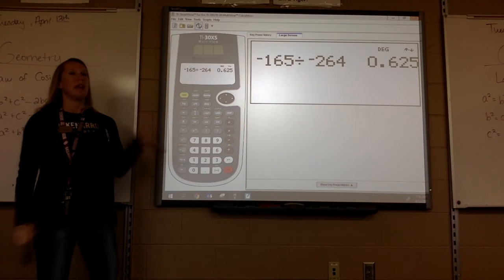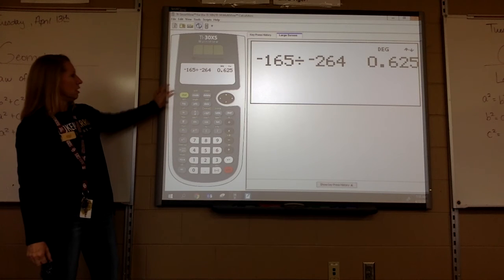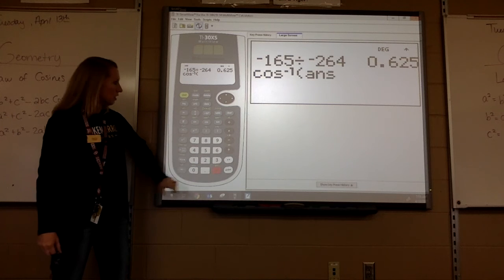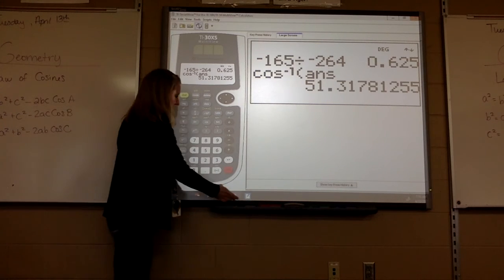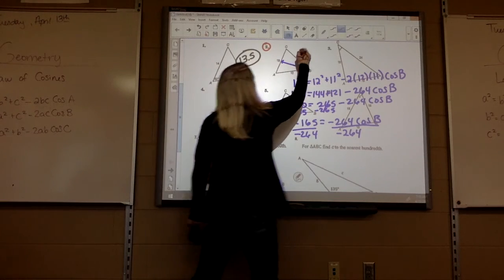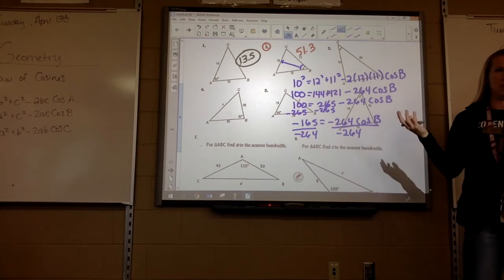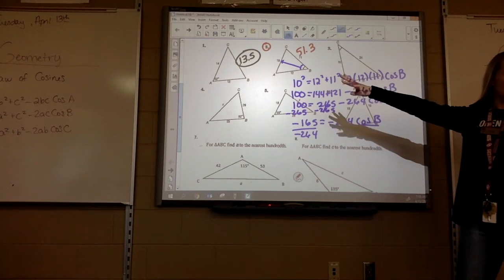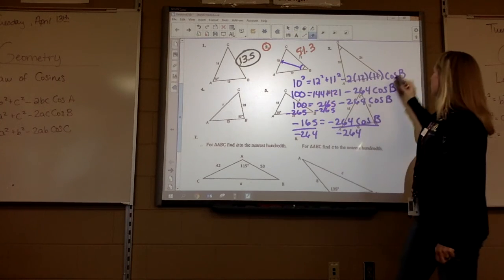Okay, so now I need to find the angle. So what button do we push? Second cos, second answer. 51.3, that's our angle. So you have 2 more like that, that's going to be super long. Other than that, you'll be able to just type it in the calculator. Do you want me to help you set one more up?